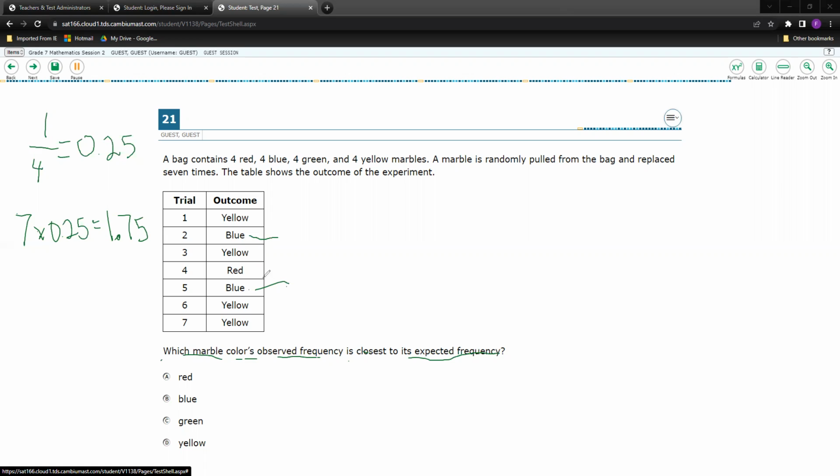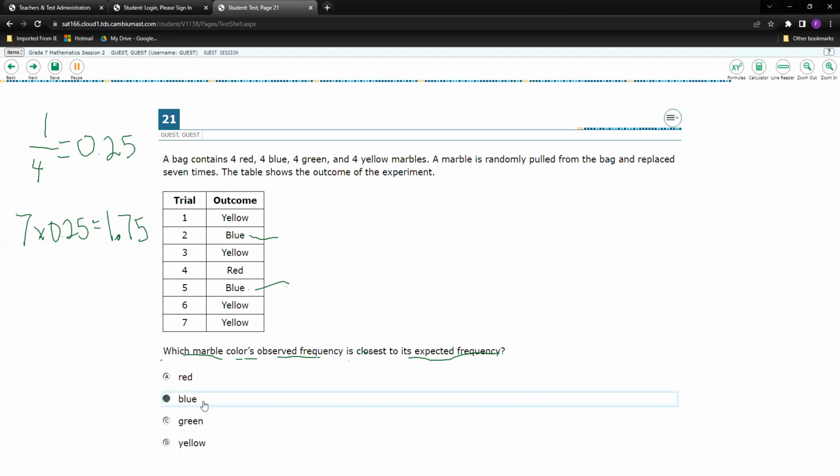Blue. Yellow has too many, red has too few. So the answer is blue. Just like that. Blue.